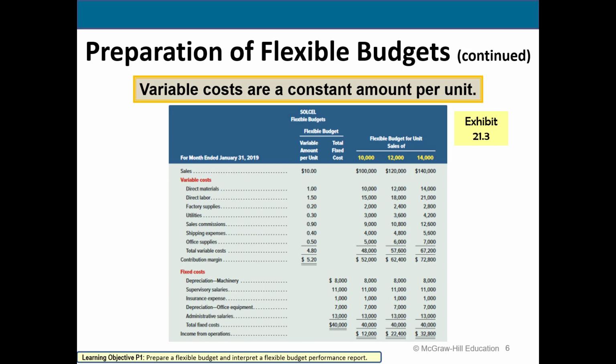Then for the fixed cost, we know the fixed costs are a constant amount. So the amounts you see for the 10,000, 12,000, and 14,000 levels will all be the same numbers.